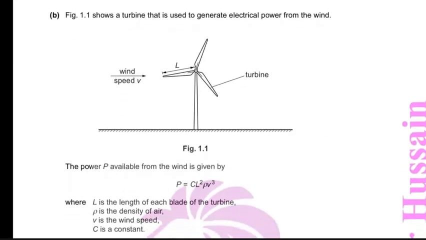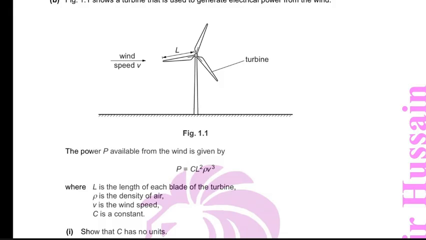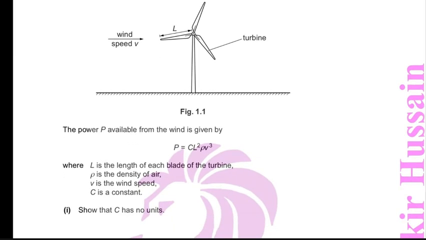Then it says figure 1.1 shows a turbine that is used to generate electrical power from the wind. The power available from the wind is given by P equals C L squared rho v cubed. So everything is given here. L is the length, rho is the density, v is the speed, C is the constant. You need to show that C has no units. So let's do it. Am I clearly audible there?